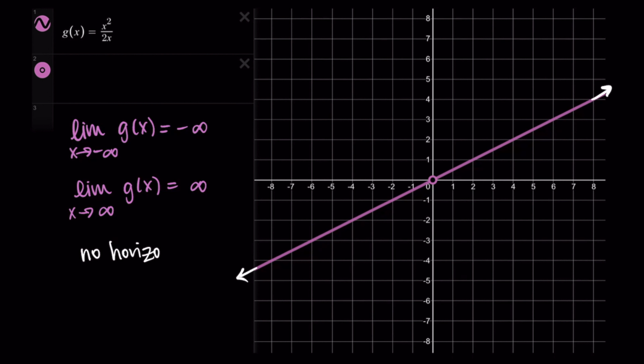So here, we would say that there is no horizontal asymptote. Our output values are not approaching some value. They're just going off to negative infinity and positive infinity. So this function has no horizontal asymptote.